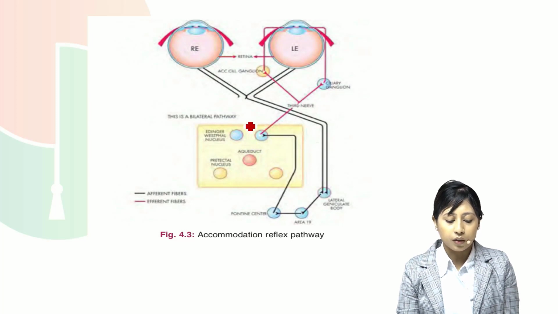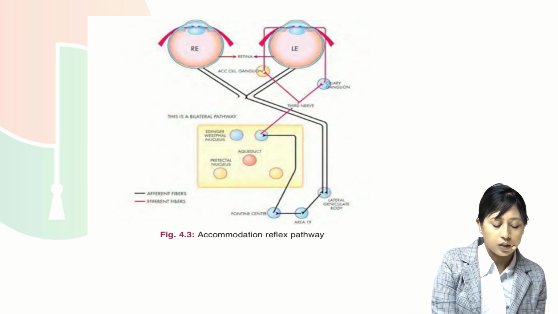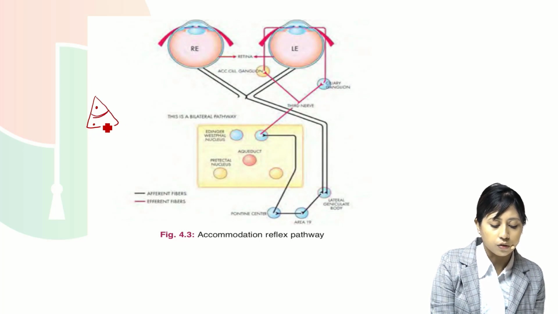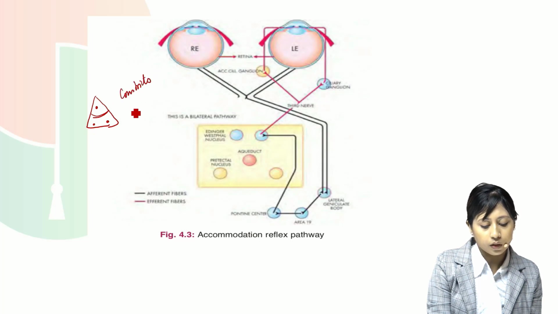This is the bilateral pathway, so it goes to both sides of the Edinger-Westphal nucleus, and from here the efferent fibers start. So the afferent is up to here. The Edinger-Westphal nucleus consists of upper fibers and lower fibers. The upper fibers constrict the pupil.